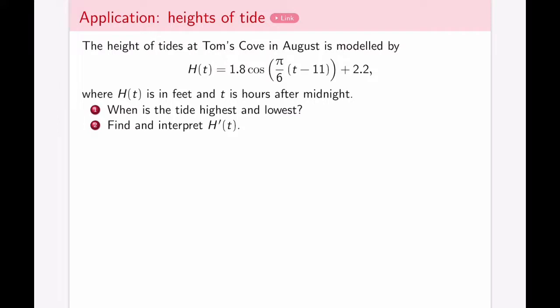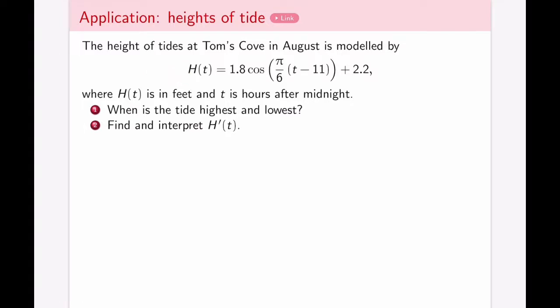Once we have the function, we can predict a number of things and we can ask a number of things. For example, according to my function and according to the data, when is the tide highest and when is it the lowest? When is the tide coming in and when is the tide going out? What does it mean to take the derivative of it? What information would that provide? So let's take a look at how we can use our knowledge of trigonometric functions to actually analyze the heights of tide from the given model.